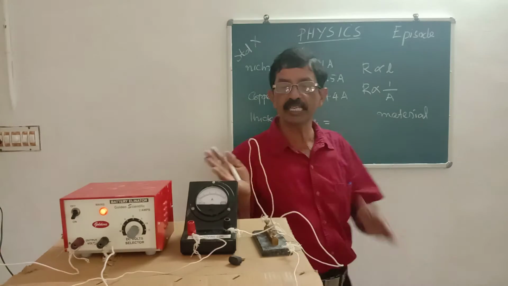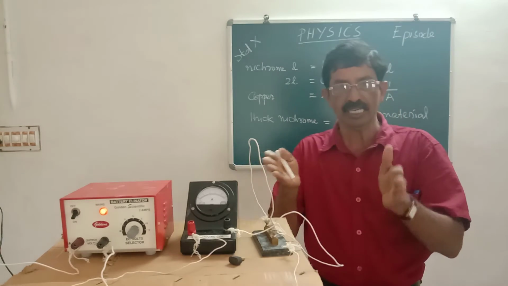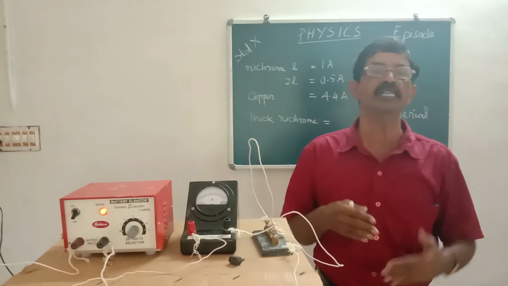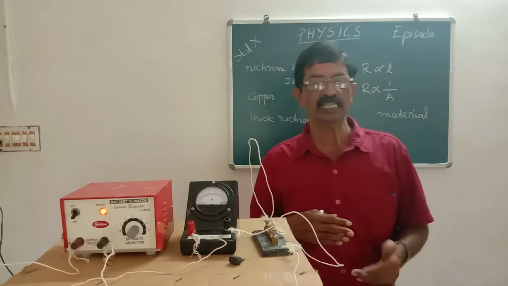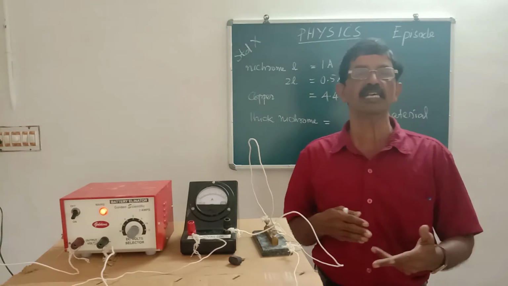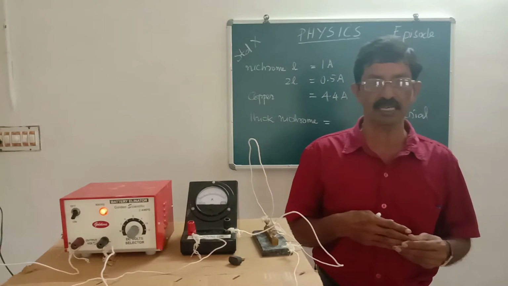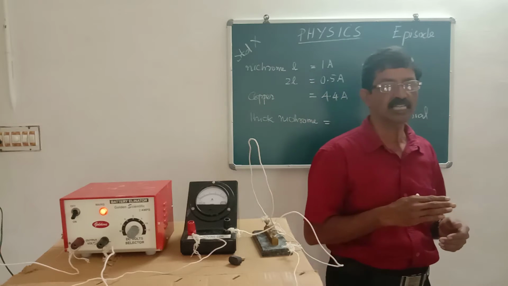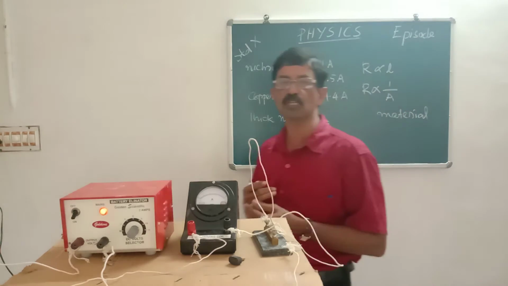And all this holds only if the temperature is constant. If the temperature changes, then the resistance can also vary for a conductor. For a metal, as the temperature increases, resistance also increases. That is the fourth factor. So, which are the factors that the resistance of a conductor depends on?